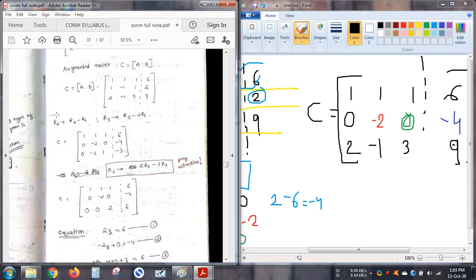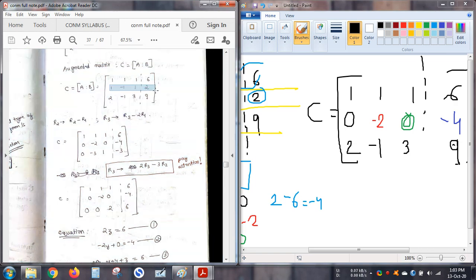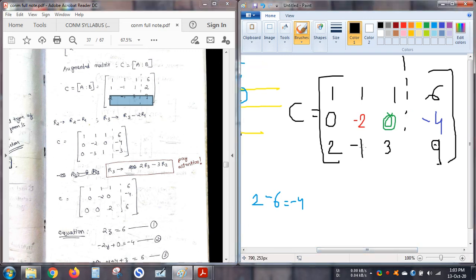I only applied on R2, so only R2 will change. R1 and R3 will remain the same. Now, the next step is that I want to make my R3 0. I want to make this 3 0.